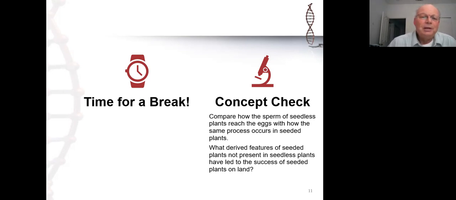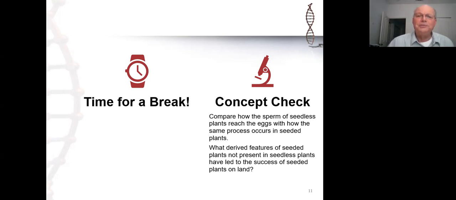But nonetheless, whether we're talking about non-vascular plants or seedless vascular plants, the sperm swim from the antheridium to the archegonium, through the top of the archegonium, swim down the neck of the archegonium into the body of the archegonium where the egg is located, and then fertilize the egg. So it's all about the sperm swimming.